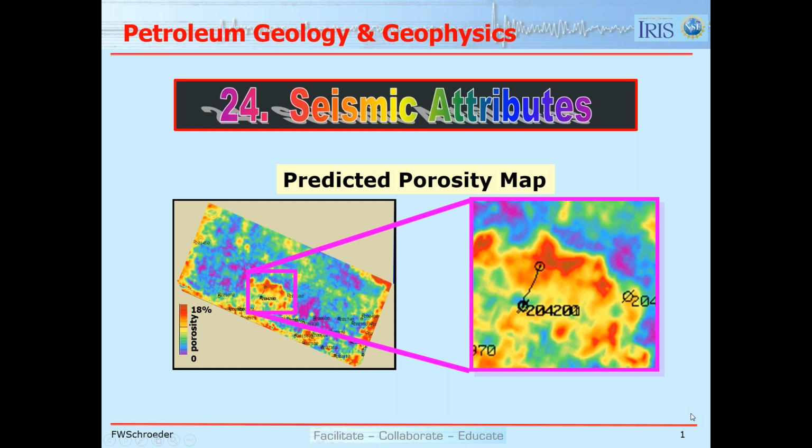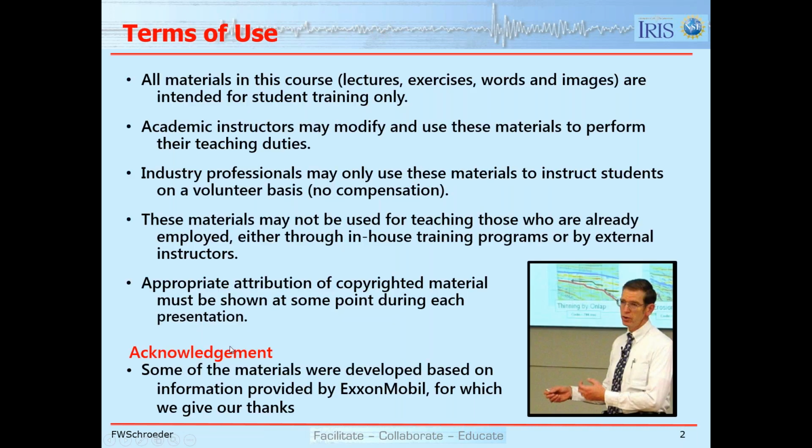The image on the first slide here is for a study that I'll talk about as the lecture proceeds. You can see this is a predicted porosity map, and the colors here represent 0 up to 18% porosity, and I'll go into more details as we proceed.